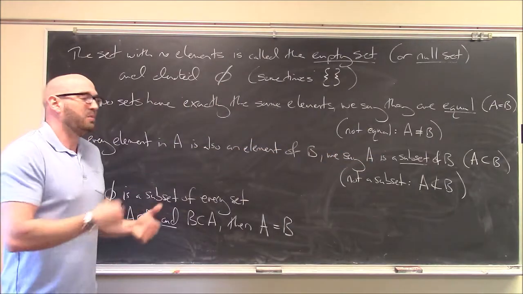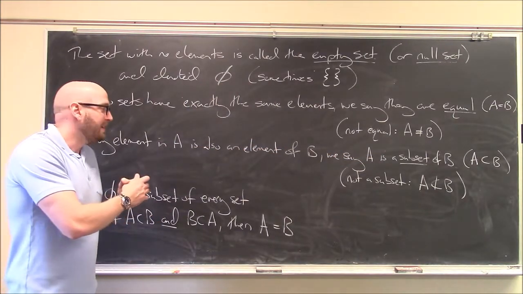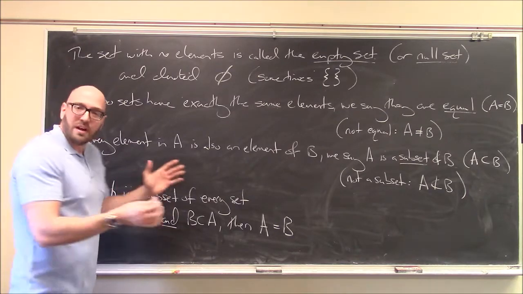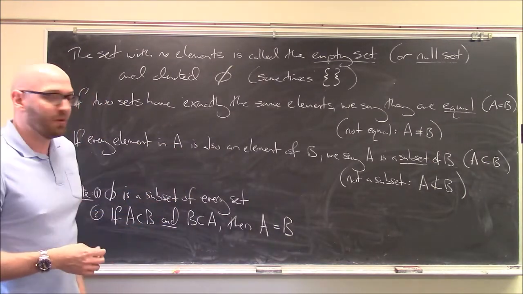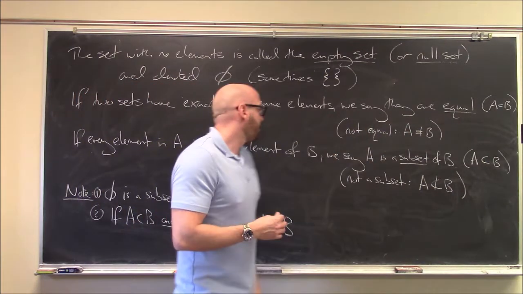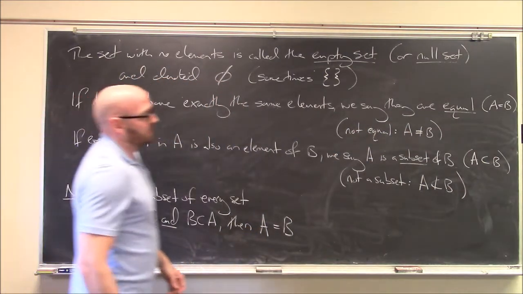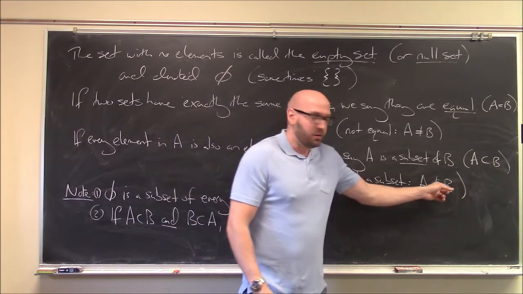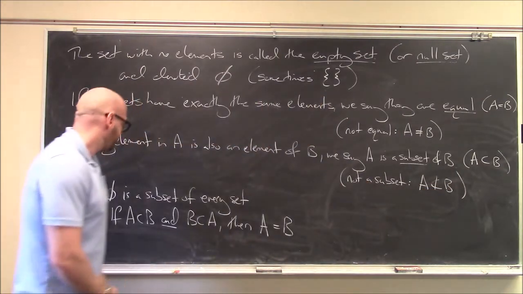We use this symbol to indicate that A is a subset of B. You can almost think of it as being contained in it. Well, we'll get to Venn diagrams in just a moment that really allow you to visualize subsets. But everything in A is also in B. And if it's not a subset, then once again we just put a line through it. A is not a subset of B.